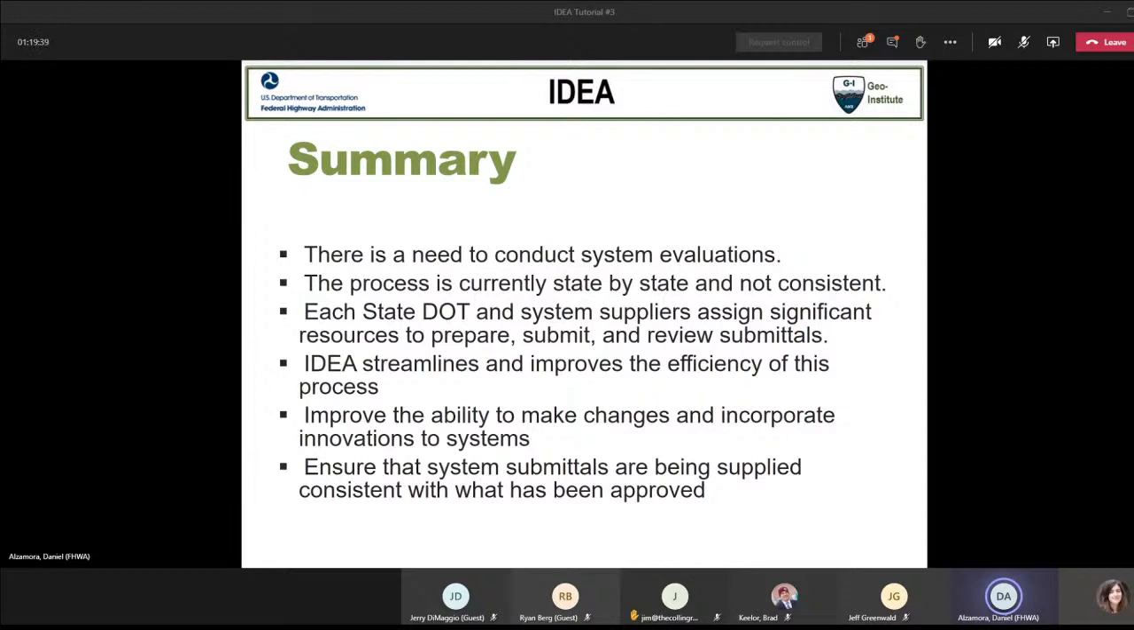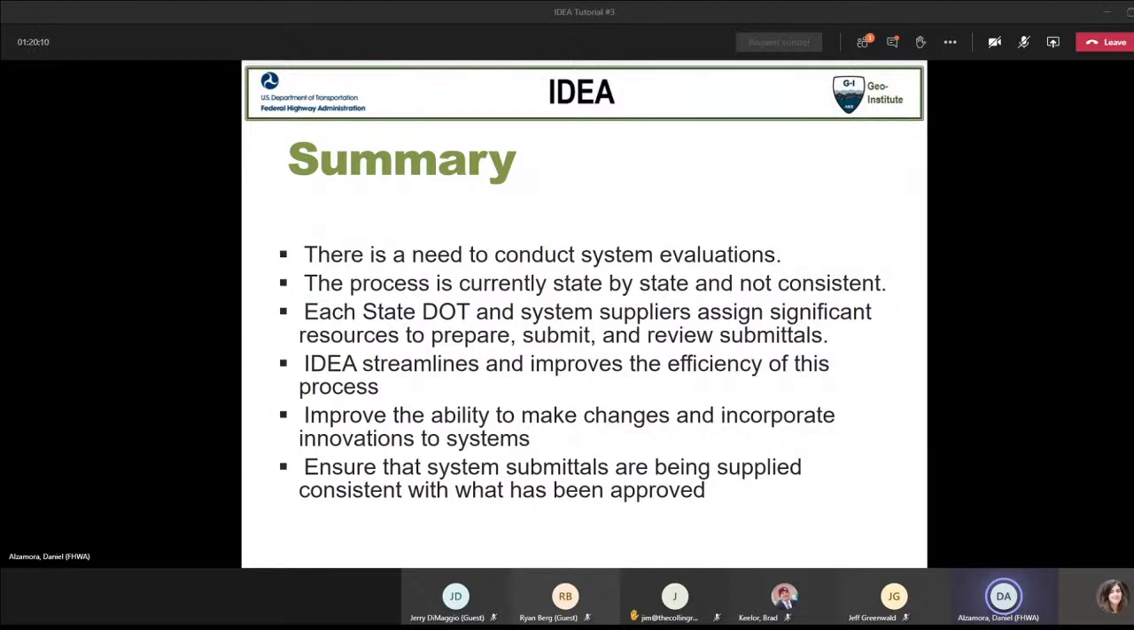The process is currently state by state and not consistent, so I just covered that. Each state DOT and system supplier assigns significant resources to prepare, submit, and review submittals. We all spend a lot of time in doing these, and none of us have enough time and resources and funds to do these over and over again. IDEA streamlines and improves the efficiency of the process.